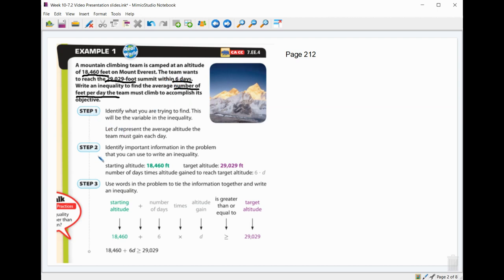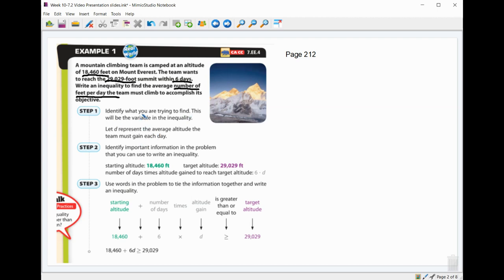So there are 3 steps listed here. Let's go through them and see what exactly we need to do every single time. Step 1 is telling us to identify what you are trying to find. After reading it twice, we were able to identify that we need to write an inequality to find the average number of feet per day. We need to find the average number of feet per day.